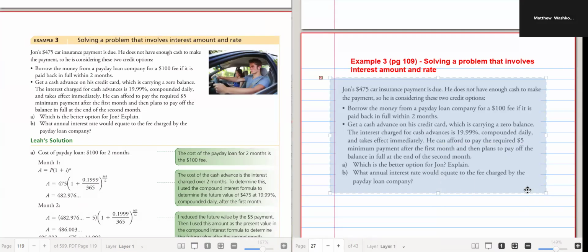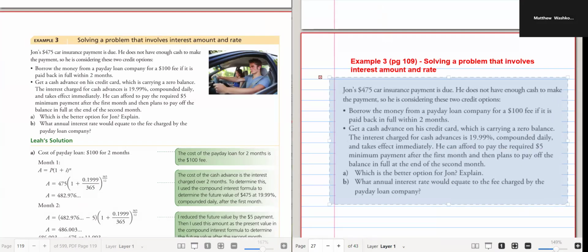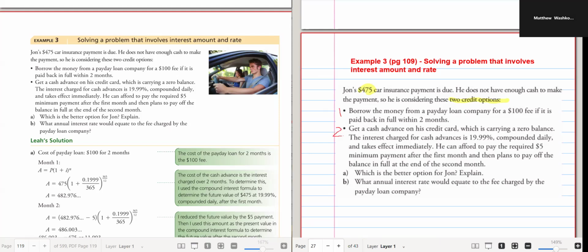All right. So we have John's $475 car insurance payment is due. He does not have enough cash to make the payment, so he's considering 2 credit options. Option 1 and option 2. Option 1, borrow the money from a payday loan company, which has a $100 fee if he pays it back in full within 2 months.